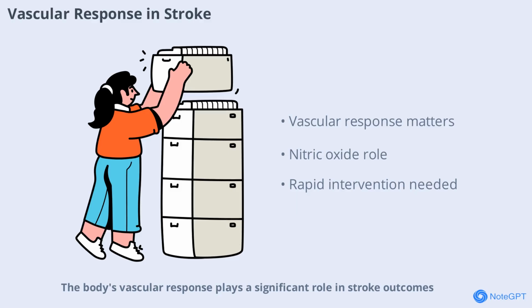The body's vascular response plays a significant role in stroke outcomes. Factors like nitric oxide production can influence how blood vessels react to injury. In some cases, early recovery of blood flow can reduce brain damage. However, if blood flow is not restored quickly, brain tissue may remain viable for only a few hours before permanent injury occurs. This highlights the importance of rapid intervention in stroke management.